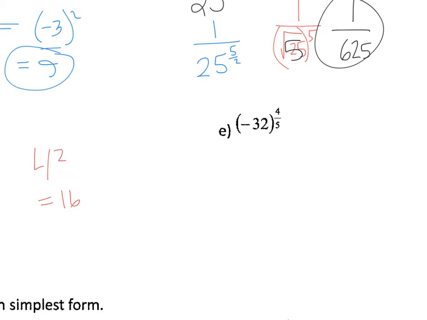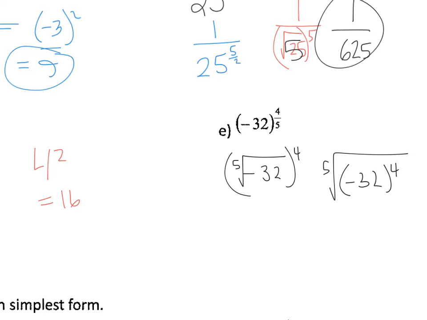And then over here I can either do the 5th root of negative 32 and then take it to the 4th power, or I can do negative 32 to the 4th power and then take the 5th root of that. Again, I think it's difficult to do negative 32 to the 4th power first. It's easier to do the 5th root of negative 32, which is negative 2, and then take that to the 4th power, which is 16.